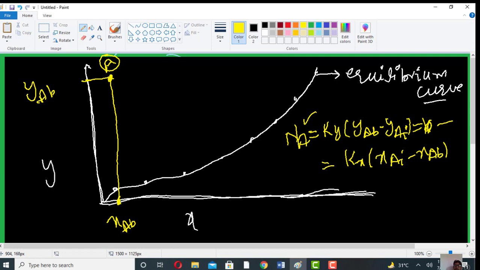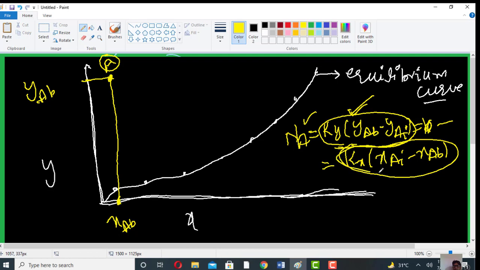We have also obtained this equation in the previous method, which was the algebraic method. So we said that at steady state there is no accumulation of component A at the interface, and the flux of component A passing through the gas film will be equal to the flux of component A passing through the liquid film. So NA is equal to KY (YAB minus YAI) is equal to KX (XAI minus XAB).